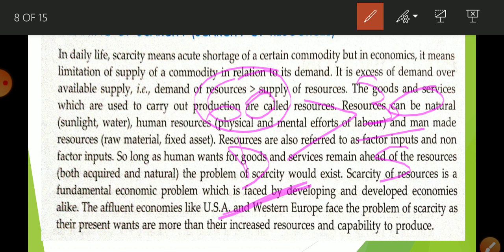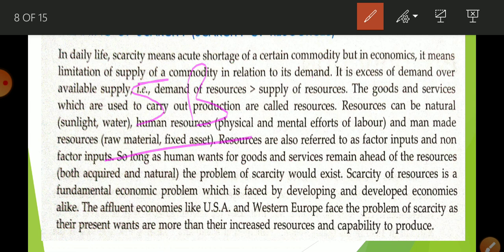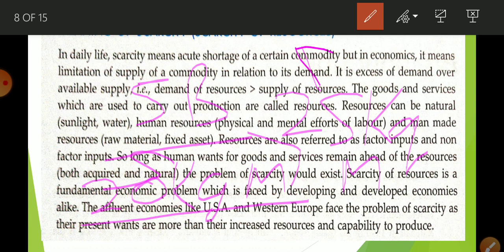Suppose take one more example. Suppose there are 5 buyers and they want to purchase 25 kg mango. But only 20 kg mango is available. So this is the condition: supply is 20 kg and demand is 25 kg. So here what we find is scarcity of resources.